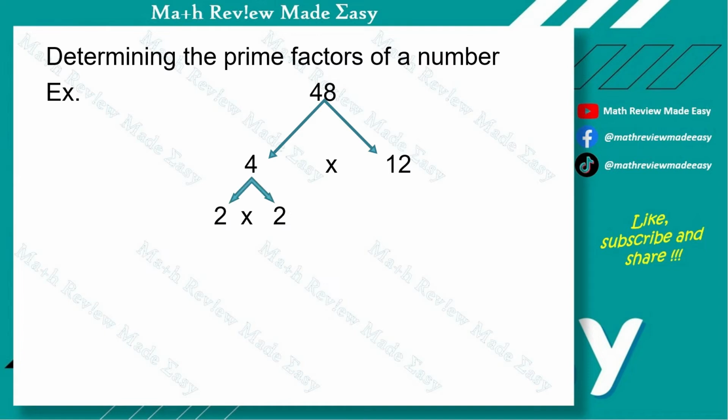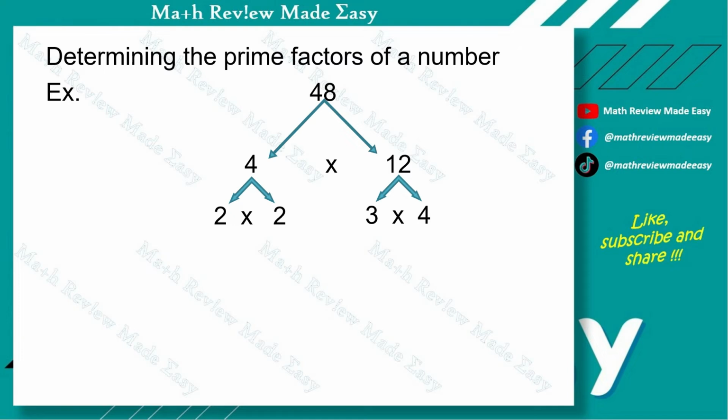Ano yun? Yung 2 times 2. So, punta naman tayo kay 12. Anong number ang pwede nating kuning factors ng 12? So, pwedeng 3 times 4.